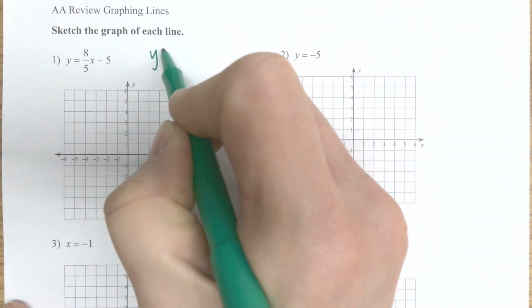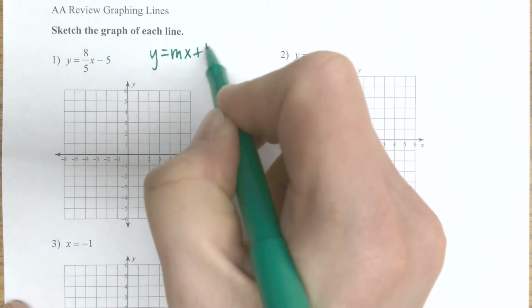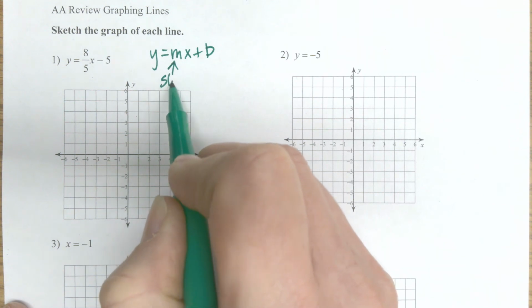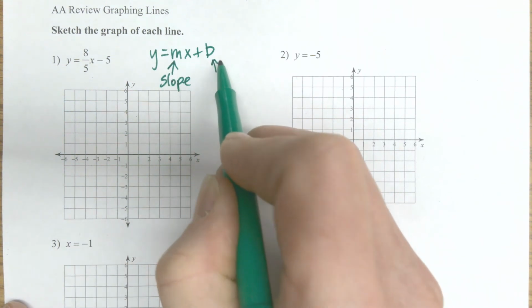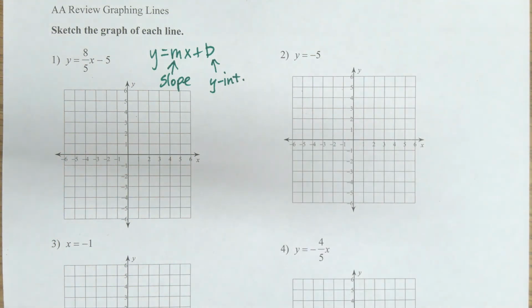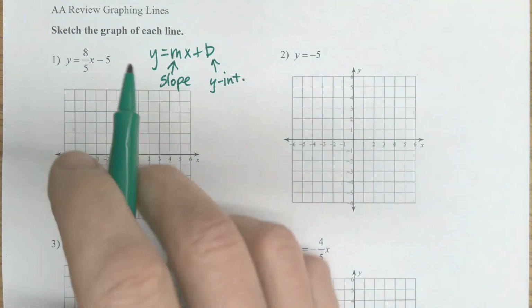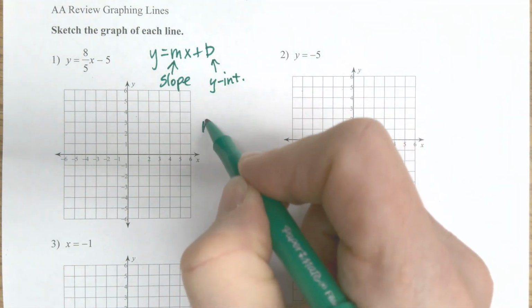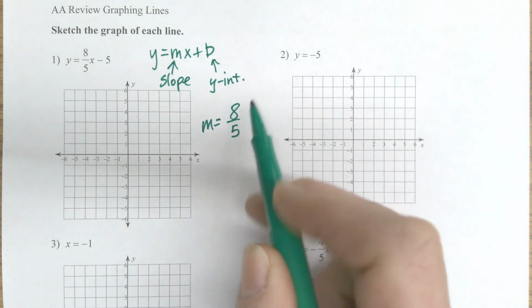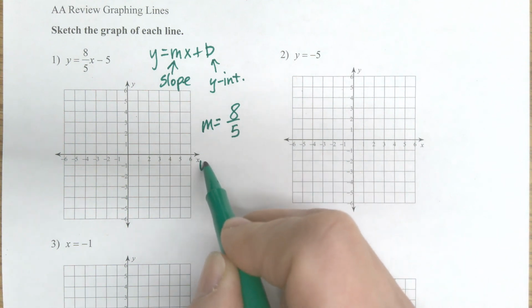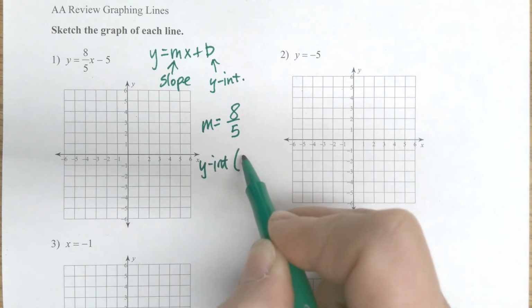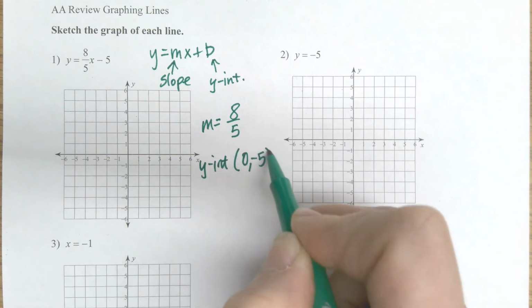We have two different forms. Y equals mx plus b form, that's slope intercept, where m is the slope and b is the y-intercept. And if I know those two things, then I can graph my line pretty nicely. So in this equation, my slope is 8/5, not x. A lot of times people want to put the x after. And my y-intercept is -5. That's a point, 0, -5. It plots as a point.